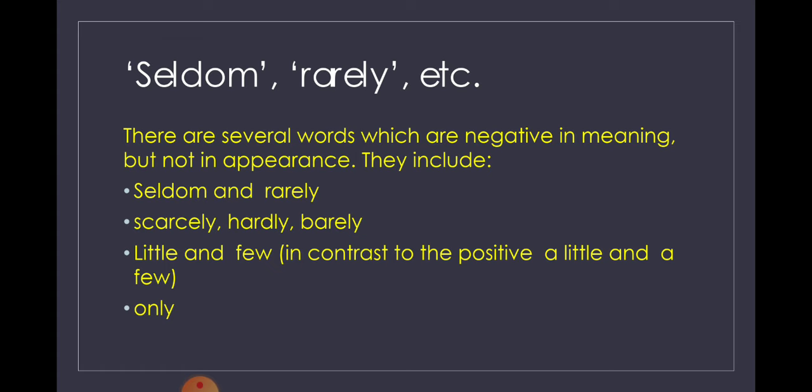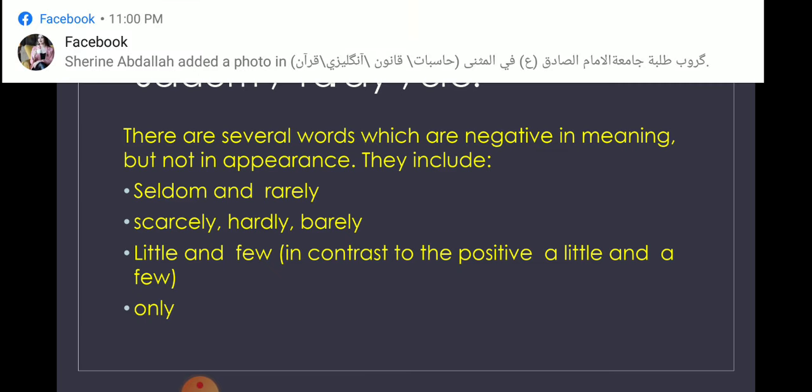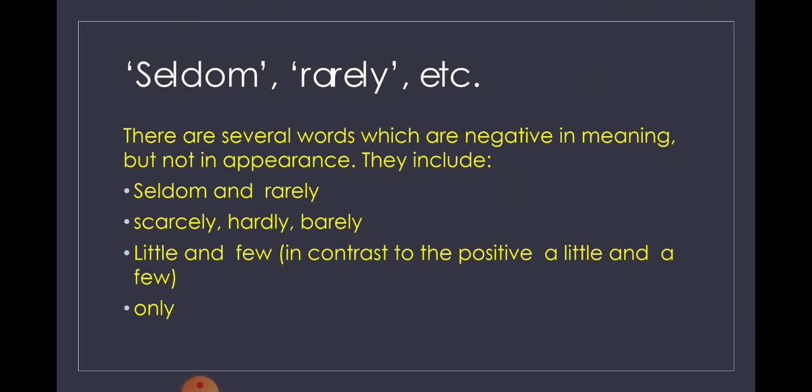The same thing is applied with little and a little. We know that little and a little are used with non-countable nouns. So little means a small amount of something which is not enough to do something. And on the other hand, a little means a small amount of something that is enough to do something. So this is the difference between little and a little, and few and a few.